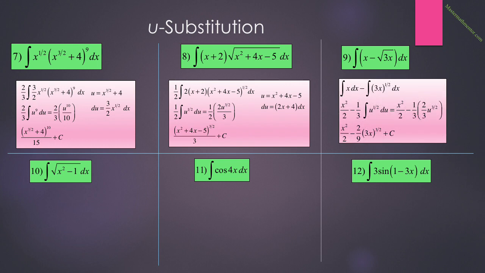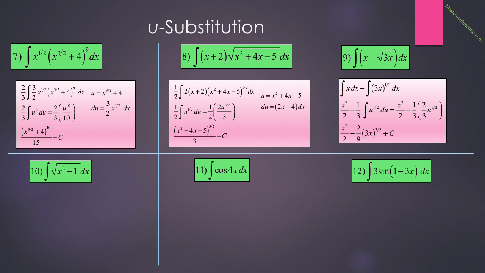Number 9 reads the integral of x minus the square root of 3x dx. This type of problem occurs quite a bit. We have to split it into two separate integrals. We can take the integral of x using our power rule, but we need to take the integral of the quantity 3x to the 1/2 power using u-substitution.